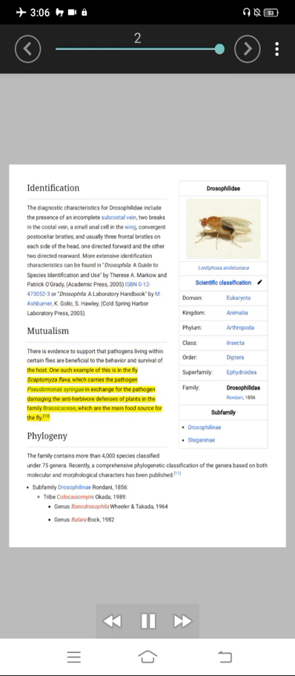There is evidence to support that pathogens living within certain flies are beneficial to the behavior and survival of the host. One such example of this is in the fly Scaptomyza flava, which carries the pathogen Pseudomonas syringae in exchange for the pathogen damaging the anti-herbivore defenses of plants in the family Brassicaceae, which are the main food source for the fly.